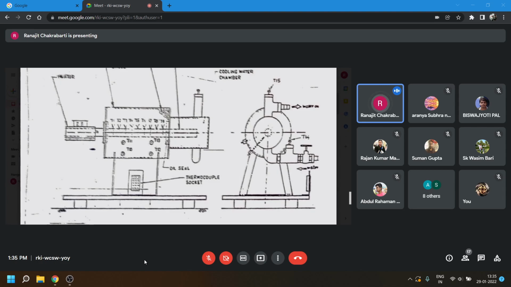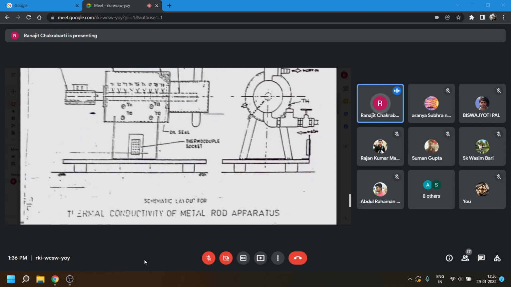This section T9, we are terming it section AA. In between T5, we are terming as section BB. Now we are interested in finding out the thermal conductivities at section AA, BB, and CC. That is what we are going to do. Let us come to the next.